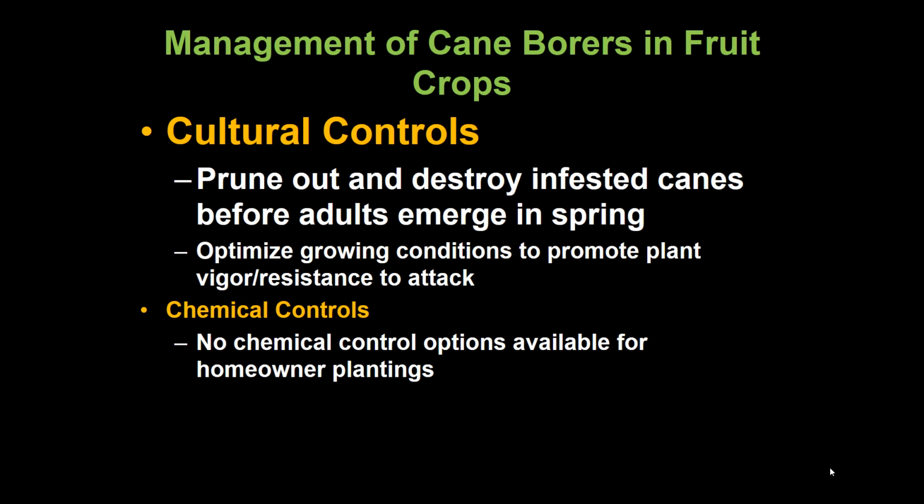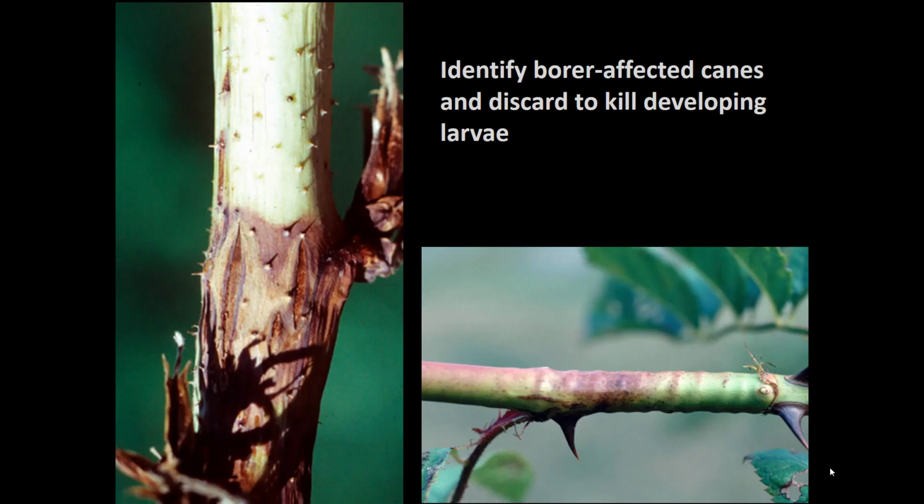We can also try to optimize the growing conditions for the plant. Many borers are associated with stress, in particular the flat-headed borers. Others are not, though. This is not a universal kind of cultural control that is going to help you with some of these borers that we see in canes. The issue here, again, for identifying borer-affected canes and discard or kill developing larvae, do that when they're in the cane and you can identify it. And again, that may be in the growing season or maybe at the end of the growing season.